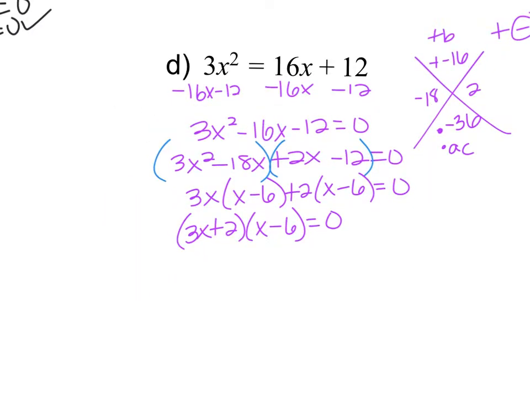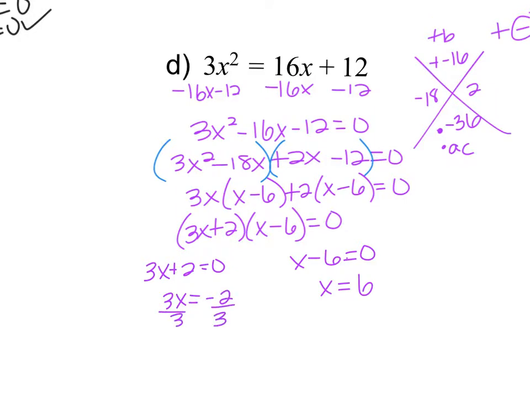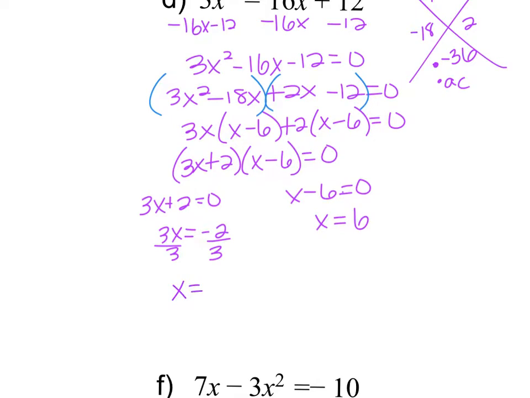Now set each piece equal to 0, so we'll have 3x plus 2 equals 0 and x minus 6 equals 0. I'll do the easier one first. Add 6 to both sides, so x equals 6 there. On the other one, you're going to subtract 2 from both sides, so 3x equals negative 2. Divide by 3. Uh-oh, we have a fraction. It's okay. So x equals negative 2/3. Perfect.